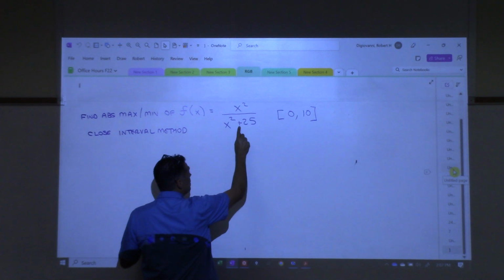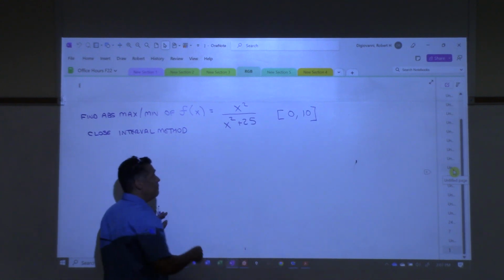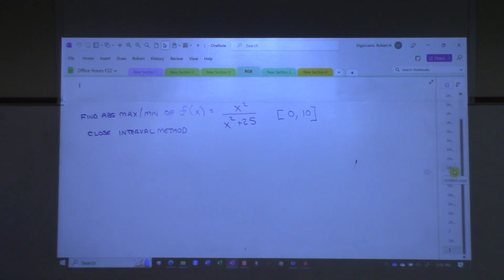Unless I had a minus here, right? If this was a minus, then what would happen? I couldn't plug in 5 or negative 5, right? And 5 would be in here, so that would be a problem. But because it's a plus, it doesn't matter.